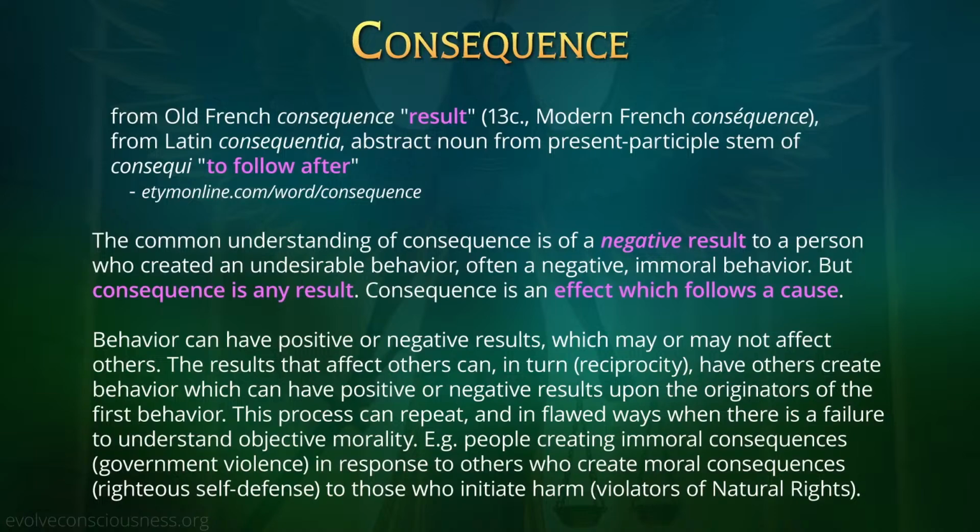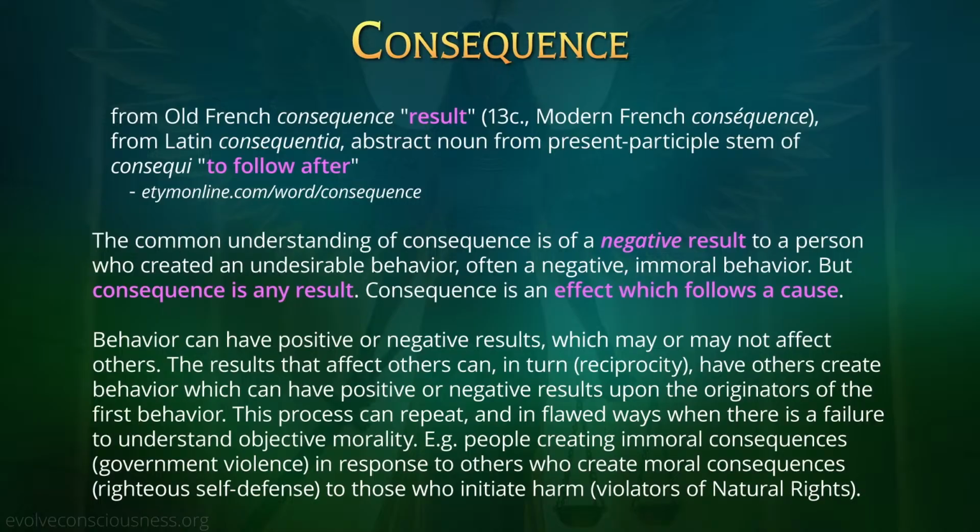For example, people creating immoral consequences, which is the government violence, take your pick, in response to others who create moral consequences, such as righteous self-defense, to those who initiate harm, which are violators of natural rights. So this is how it can repeat. You can have this chain of consequences applying, in this case it's negative results, and it's applied in a flawed way because it's a failure to understand objective morality.